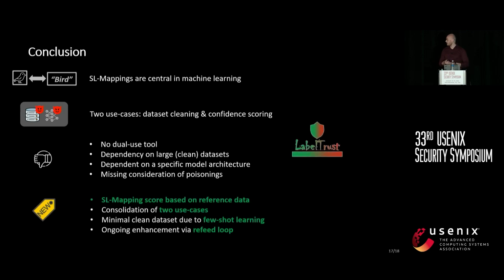Therefore, we present LabelTrust, a system that can score sample label mappings based on the information contained in a reference dataset. It can be used for 2 use cases, and we only need a few trusted, clean samples as we apply few-shot learning with the CMS network. Further, the system can be enhanced over time as we have a refeed loop that can improve the performance over time.